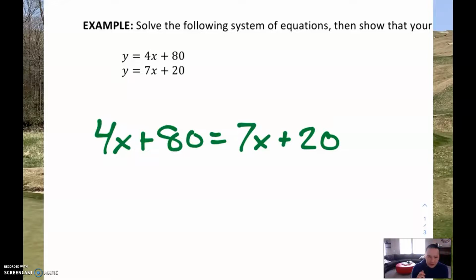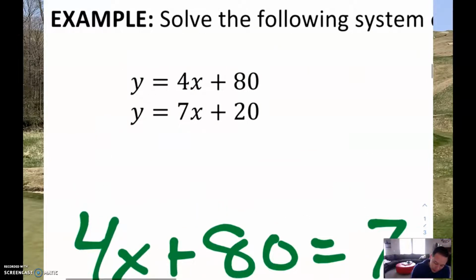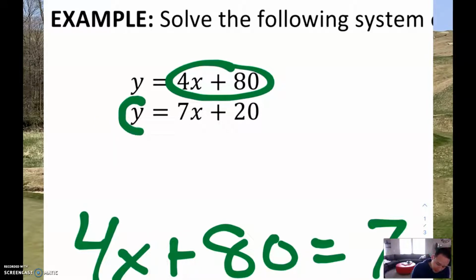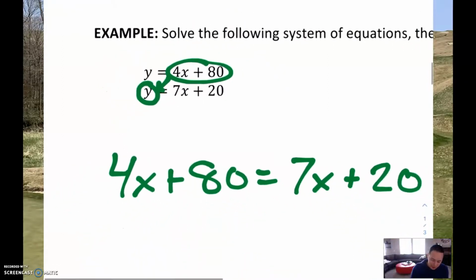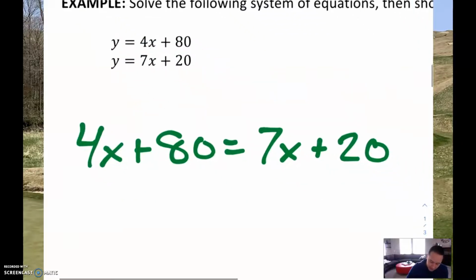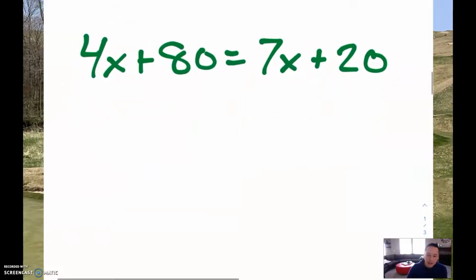So I'm going to slow down just a little bit. We knew that y was equal to 4x plus 80. So all I did was I substituted this y with 4x plus 80. And you end up with 4x plus 80 is equal to 7x plus 20. Now we've got this equation, and we can just go ahead and solve it.